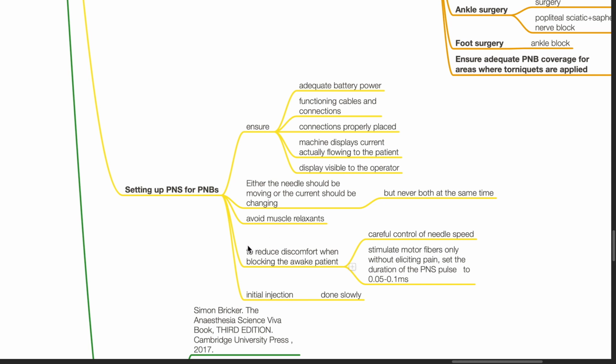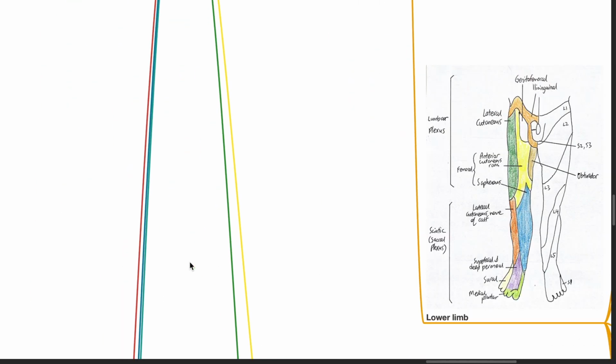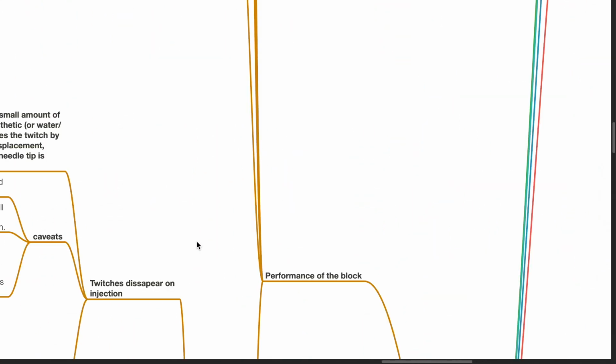To reduce discomfort when blocking the awake patient, ensure careful control of needle speed. Stimulate motor fibers only without eliciting pain by setting the duration of the PNS pulse to 0.05 to 0.1 millisecond. Initial injection should be done slowly. Performance of the block.